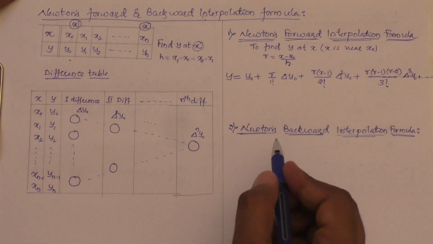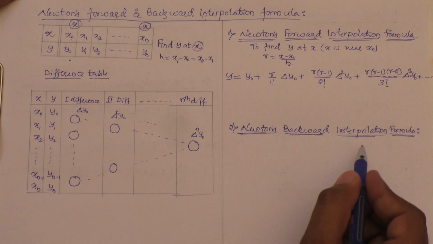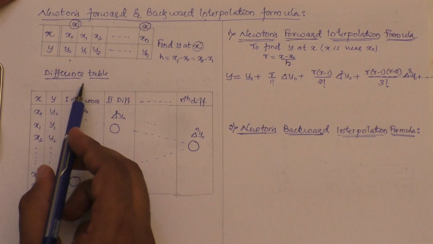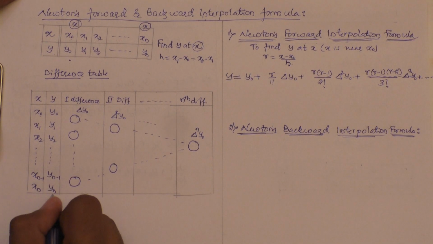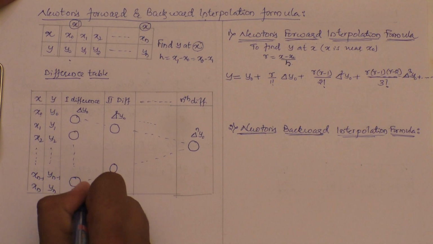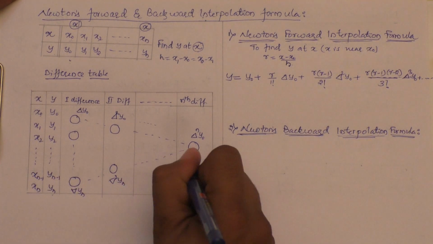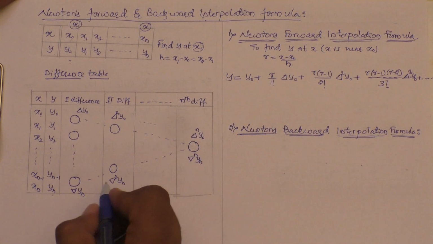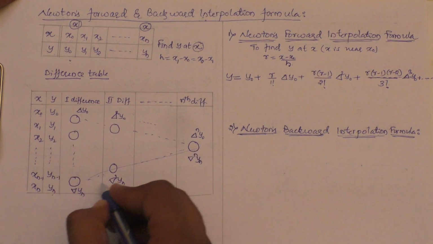Similarly, how to go for Newton's backward interpolation formula? Before the formula, again you need to construct the difference table, where you need to consider the last values. So yn, then the backward difference delta yn, delta square yn, delta cube yn, up to the last value delta raised to n yn. These values you need to find by taking the difference table, last values.